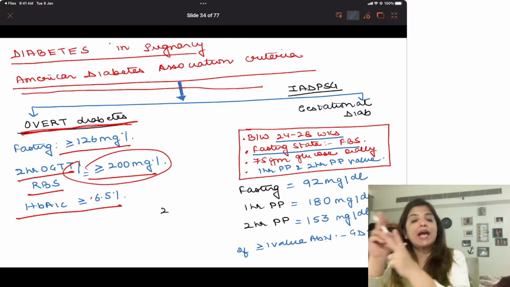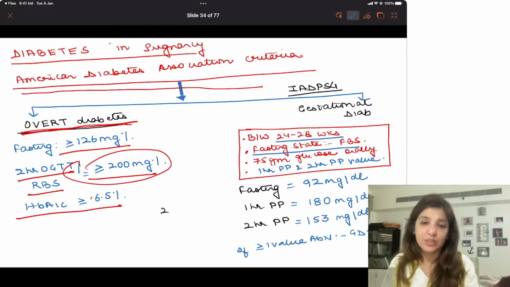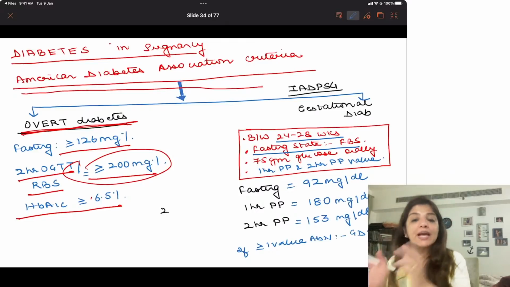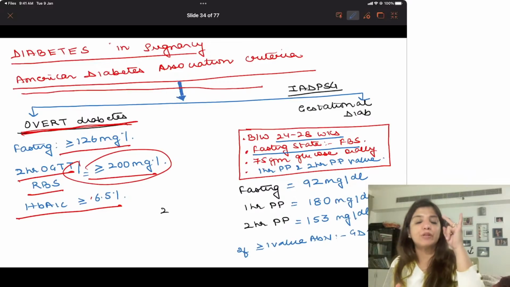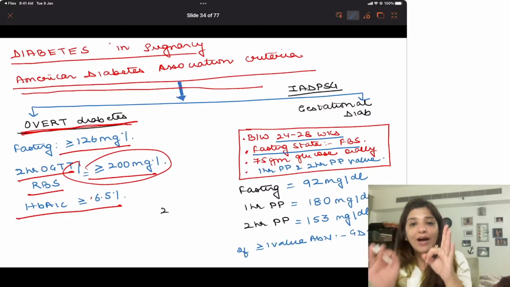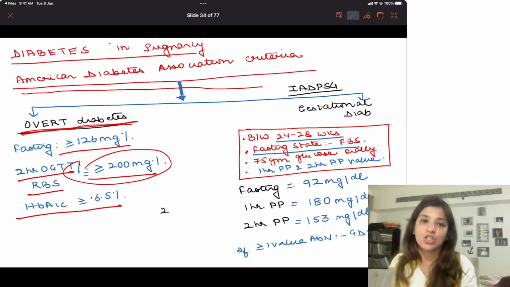In both DIPSI and international guidelines, you give 75 grams of glucose. In DIPSI, you check blood sugar levels only after 2 hours. In case of international guidelines, you have to take a fasting blood sugar sample, a 1-hour PP sample and a 2-hour PP sample. And the international guidelines say that out of these 3 samples, if one or more than one value is abnormal, then that's a case of gestational diabetes.